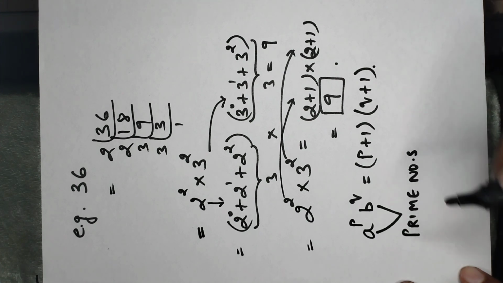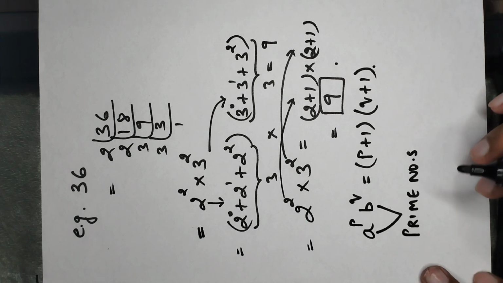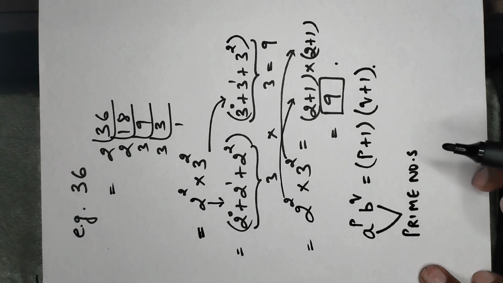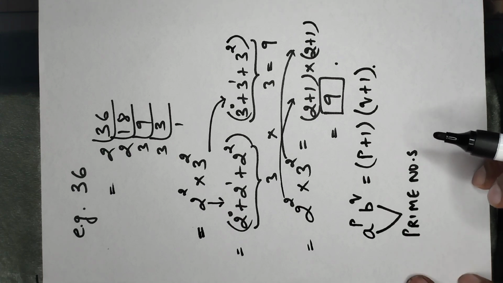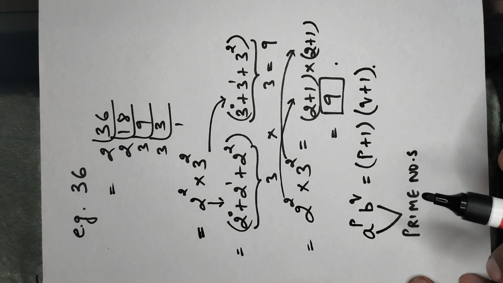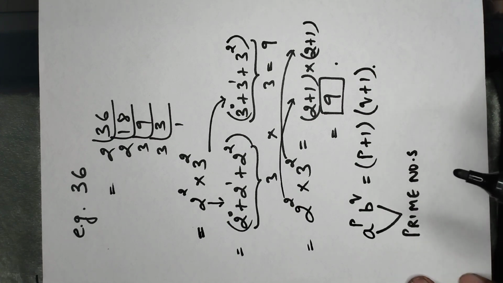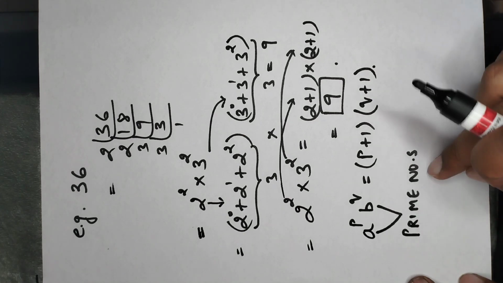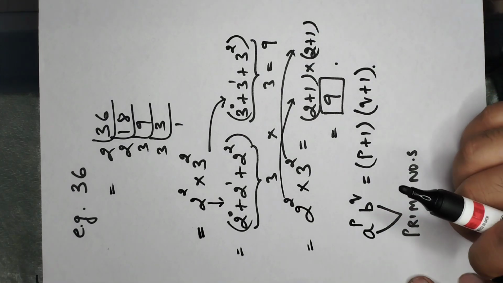A and b are the prime numbers over here. Now what are prime numbers? Prime numbers are the numbers which are only divisible by 1 and the number itself. So whenever you factorize any number, you will always get prime numbers. Remember this. I'm again saying this. Whenever you factorize any number, you will always get the prime numbers, and you have to write it like this.